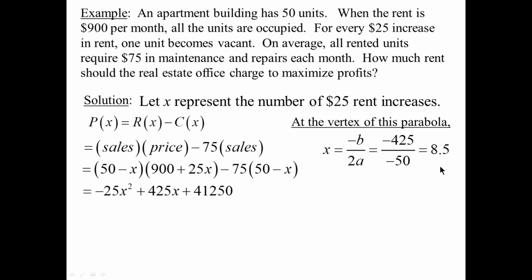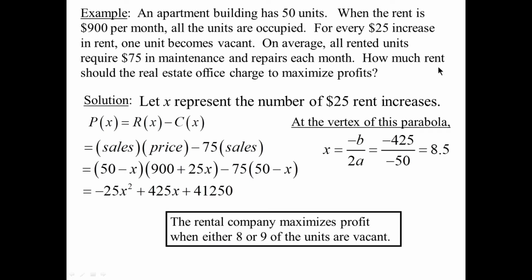And so we can conclude that profit is maximized at the vertex, and that happens when X is 8.5, and we look to see what X represents. It represents the number of $25 increases. So we can conclude the rental company maximizes profit when either 8 or 9 of the units are vacant.